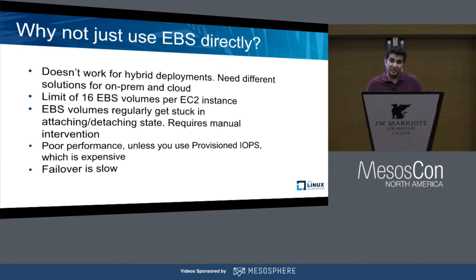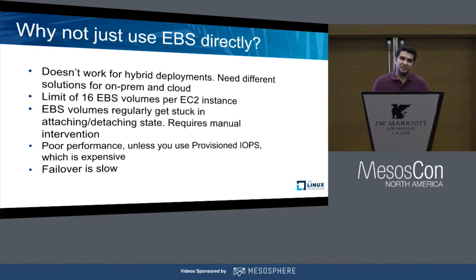And if you have actually used EBS, you would know that a lot of the times, EBS volumes get stuck in detaching and attaching state. So when your EC2 instances fail, you will basically not be able to use the EBS volumes on other instances. You would have to go in and manually force it to be attached or detached so that it's usable somewhere else. And performance is also not very good when you're using EBS volumes, unless you're using provisioned IOPS. But then you end up paying a large cost for using that.